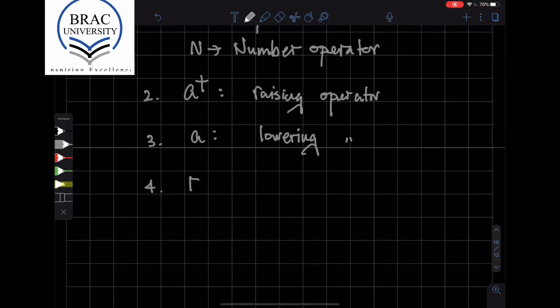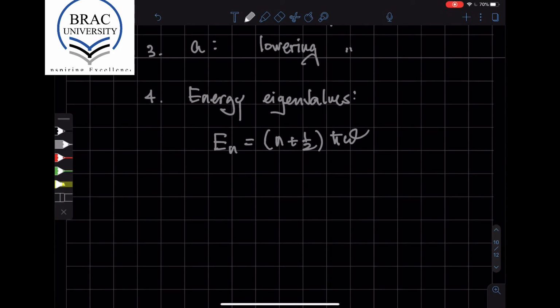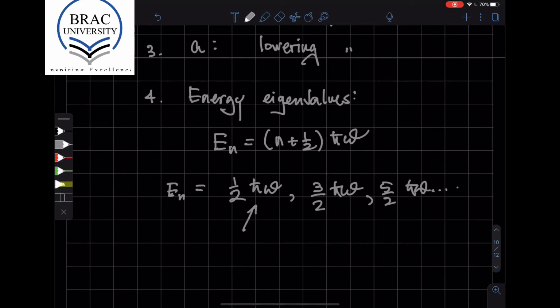The energy eigenvalues are En, given by n plus half times h bar omega. In other words, En is going to be the lowest ground state energy when n is 0, which is half h bar omega. The first excited state is going to have 3 halves of h bar omega, and then 5 halves of h bar omega, dot dot dot. So this is E0, this is E1, this is E2, so on and so forth.